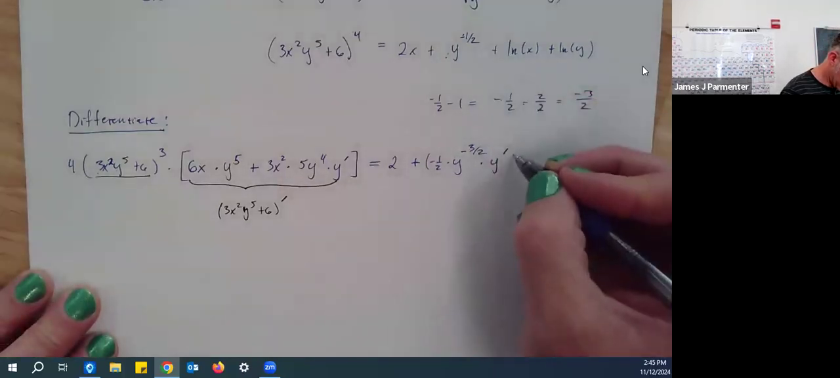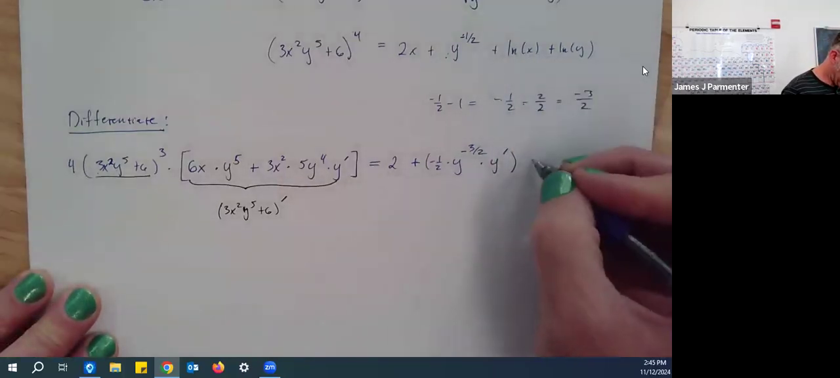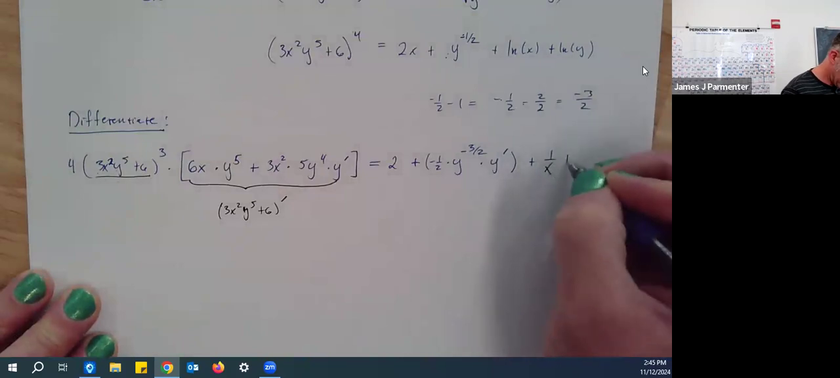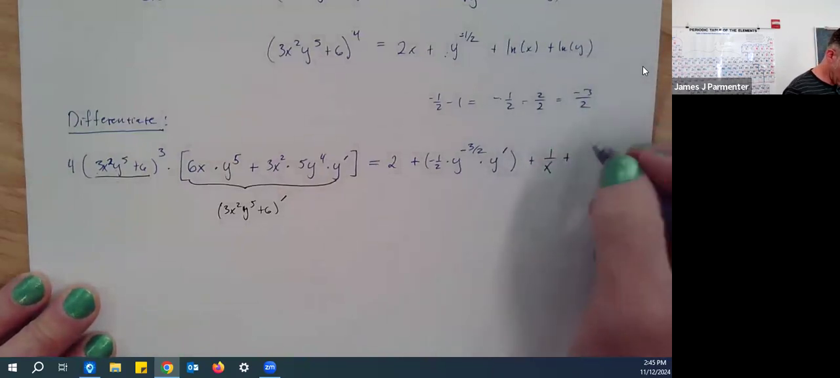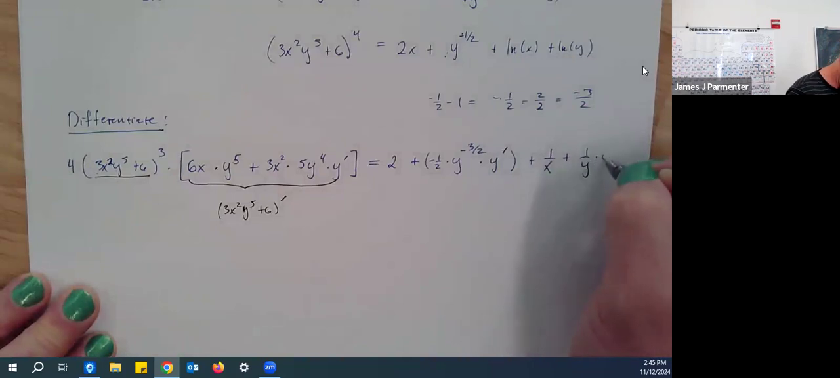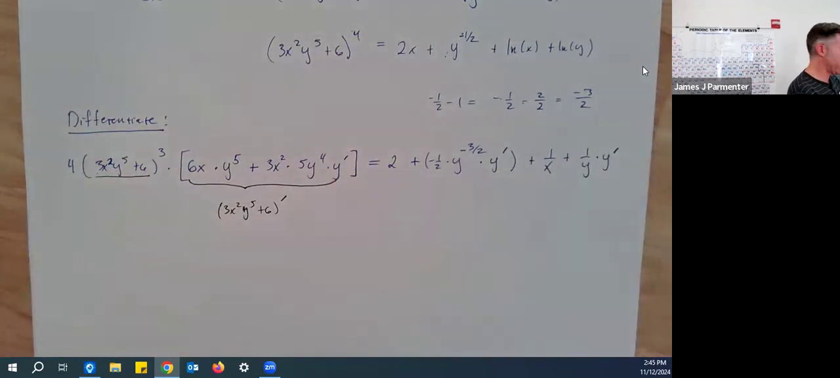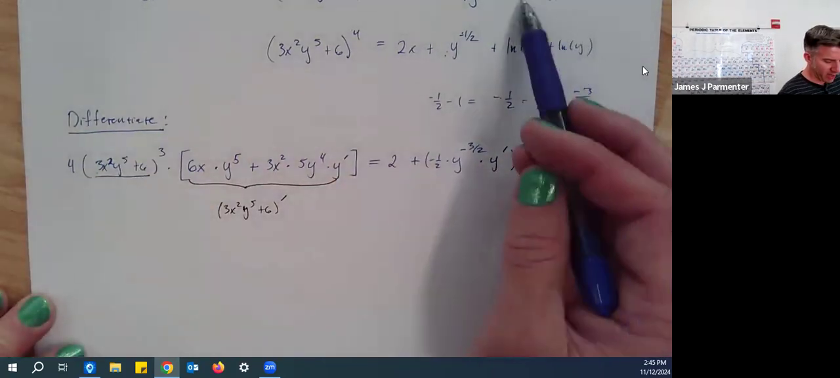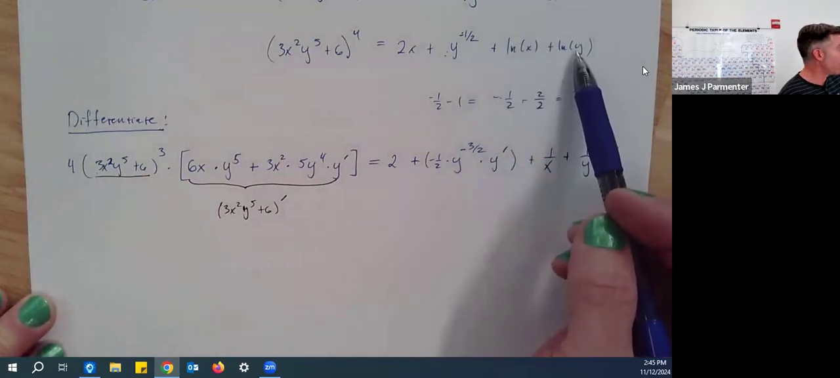And then the derivative of the natural log of x is 1 over x. The derivative of the natural log of y is 1 over our stuff times the derivative of our stuff. So 1 over y times y prime. I will point out, breaking up the natural log of xy as the natural log of x plus natural log of y was a good call.